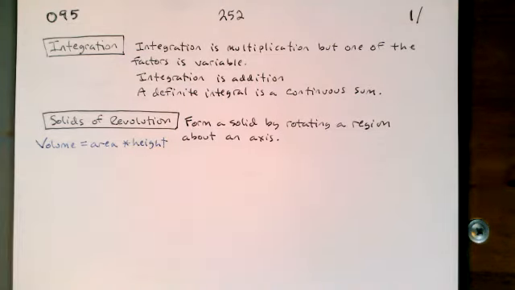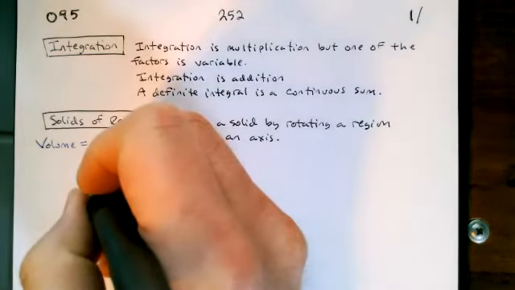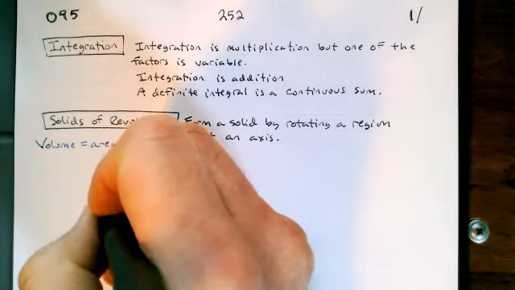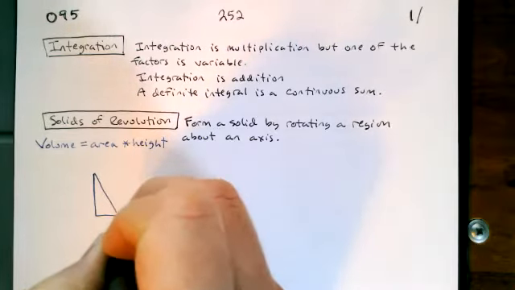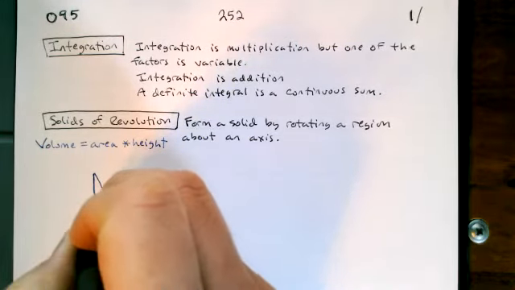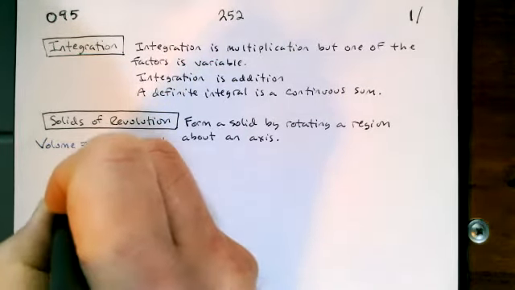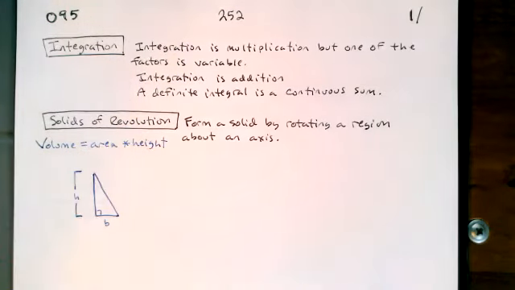So what we're doing is forming a solid by rotating a region about an axis. Let's think about a couple of simple versions of this. Let's suppose that we take a region that's a triangle, a right triangle specifically, with some base and some height. And let's suppose that we want to rotate this triangle about an axis.